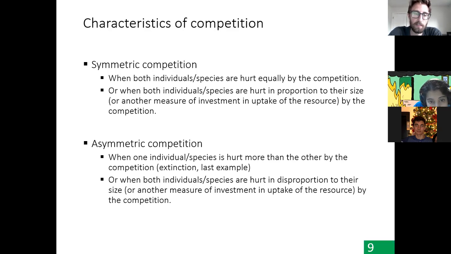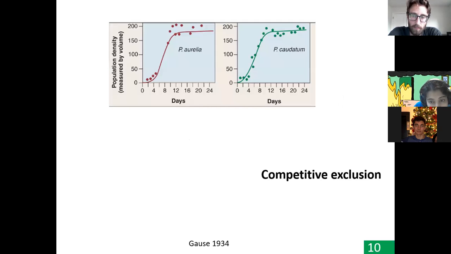But yeah, that's symmetric competition versus asymmetric competition. All right, and we talked about competitive exclusion a little bit already with the silica competing diatoms, the Asterionella and Cyclotella. Here's another example with the ciliates, Paramecium.